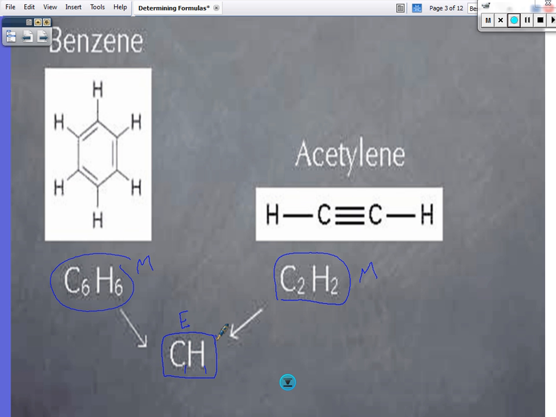And what that means is you have two different compounds which have very different properties. And that's going to be a big issue. You need to know what compound you're working with so you know which properties you're going off of.